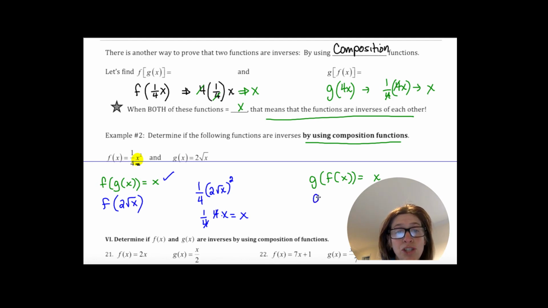So I'm going to do g at 1/4 x squared. That means 2 times the square root of 1/4 x squared. The square root of 1/4 is 1/2. So 2 times 1/2. The square root of x squared is x. The 2's simplify, I get x. So these are indeed inverse functions, okay?